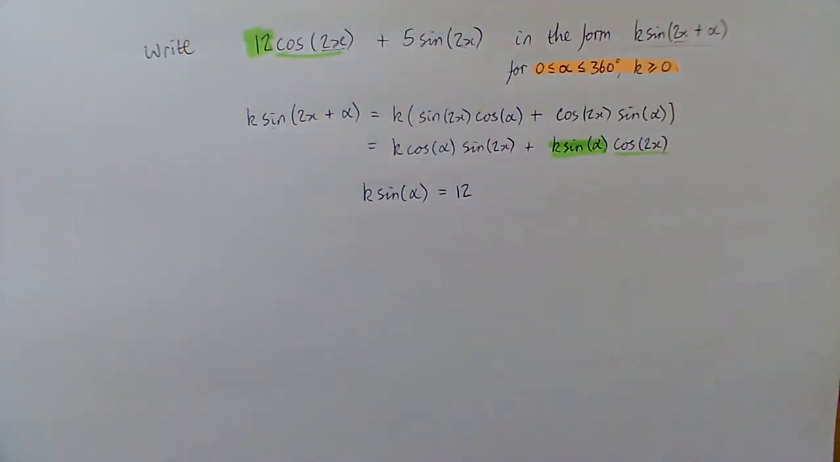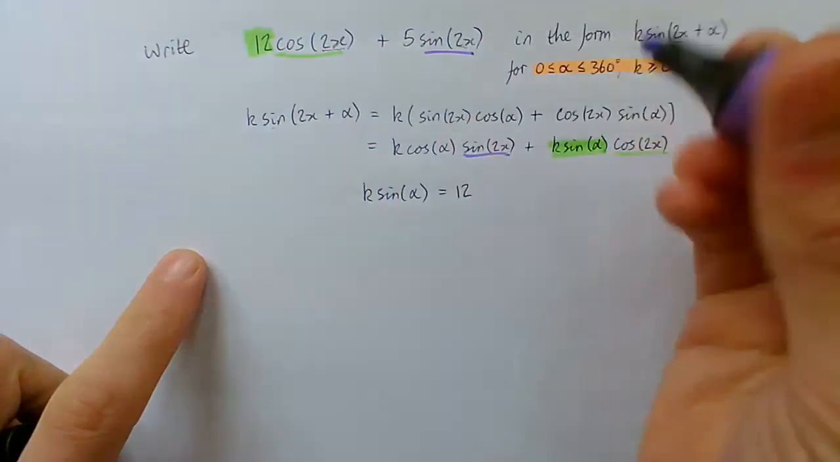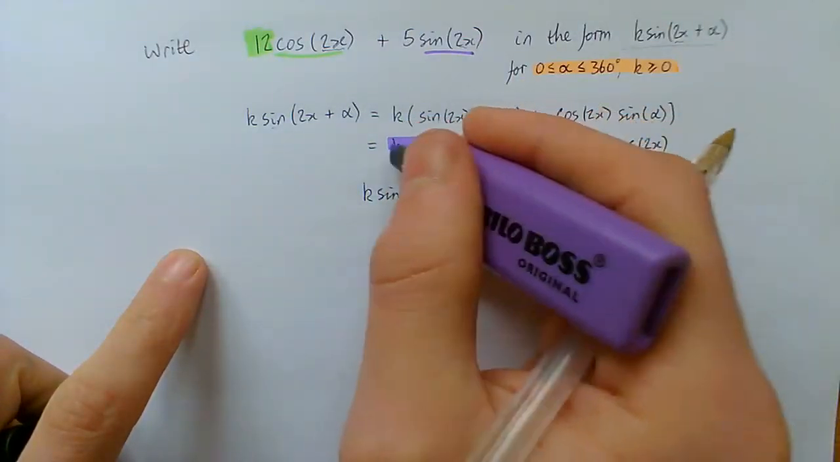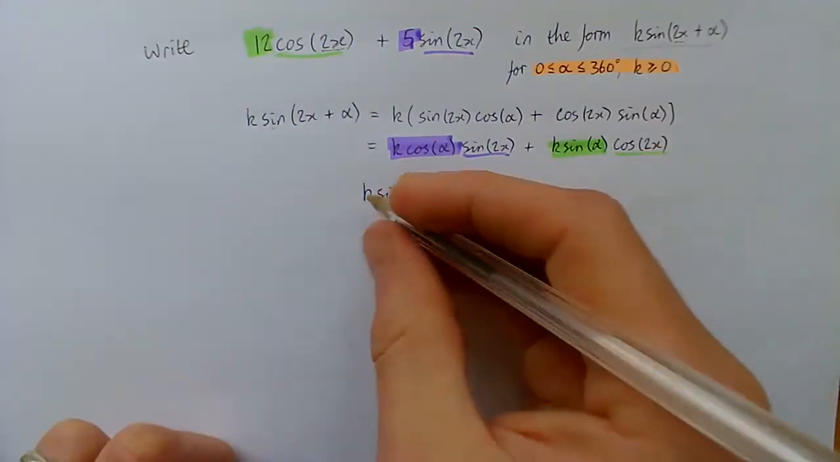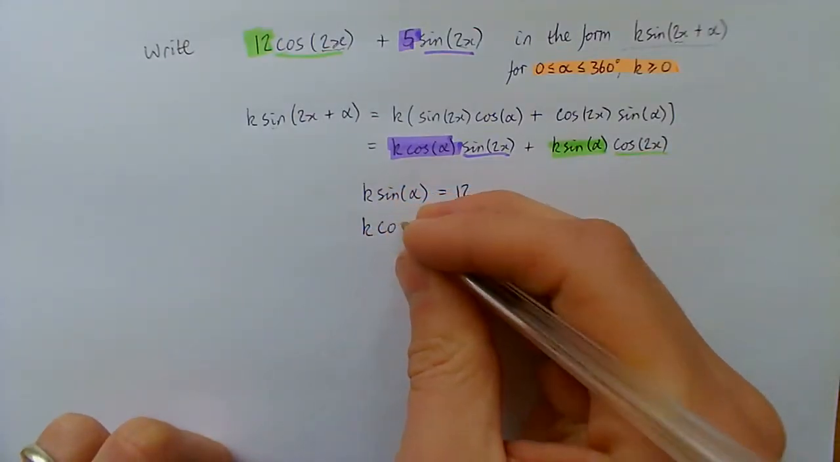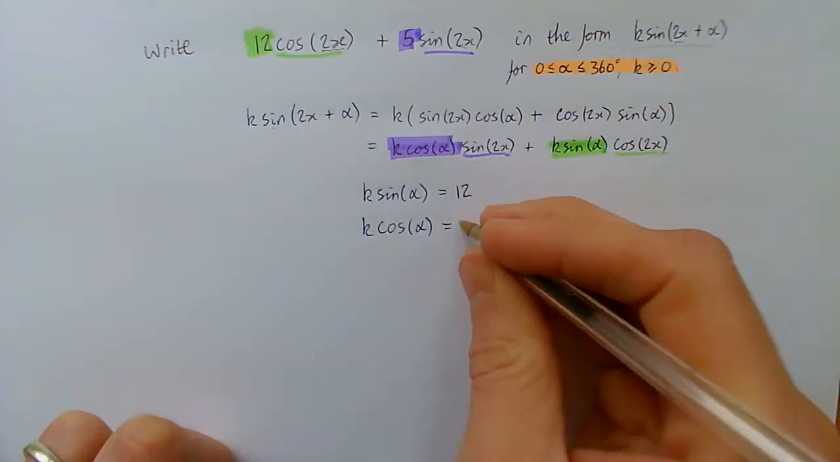From that first comparison, our second comparison is that sine 2x matches sine 2x up here. And so the thing in front of the sine 2x matches the thing in front of the sine 2x up here. So we get k cos alpha is equal to the thing in front up here, which is 5.